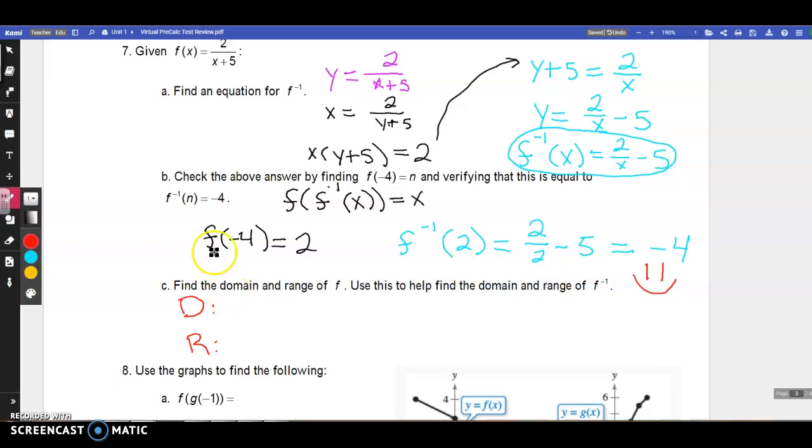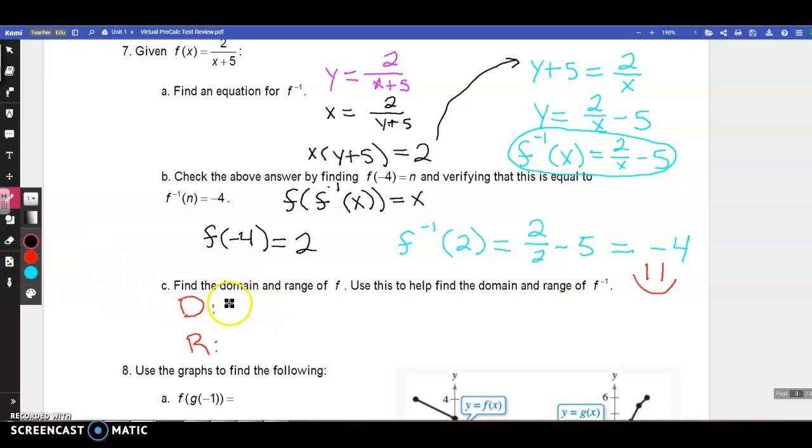So domain, I see a fraction. That makes me nervous, because if the bottom of my fraction is equal to 0, then I get an undefined value. So the question I'm asking myself is, what number am I going to plug in for x that's going to give me 0 on the bottom? And the answer is -5. So my domain is going to be everything except -5.